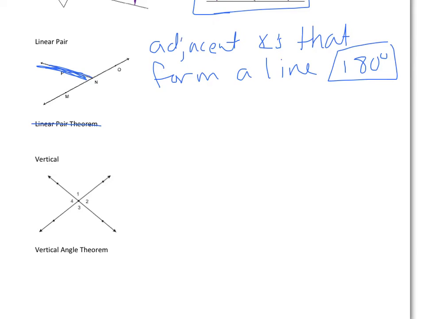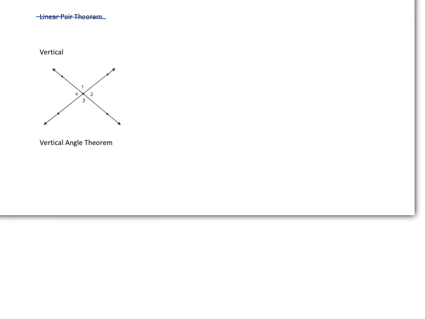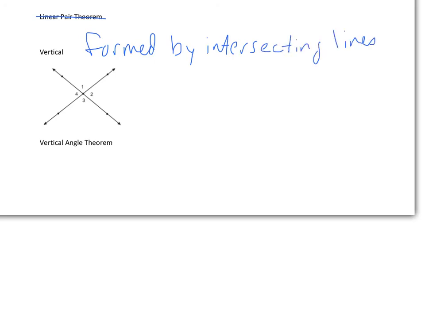We're going to go to vertical angles. Vertical angles are formed by intersecting lines, they are opposite each other, and by opposite we would refer to angle 1 and angle 3 are considered opposite each other. When two lines cross, you have that situation.